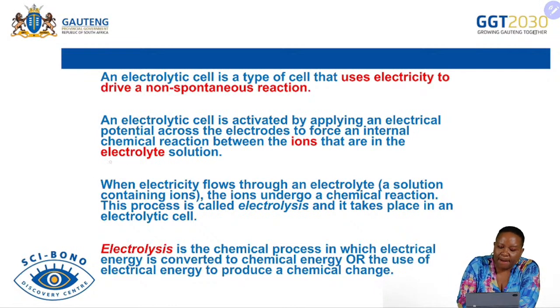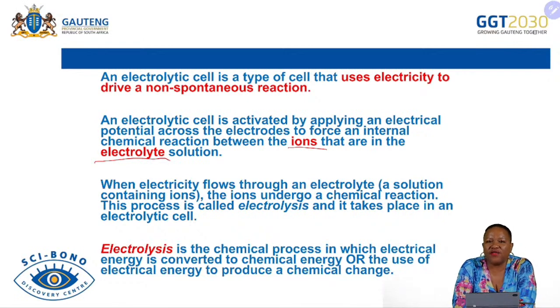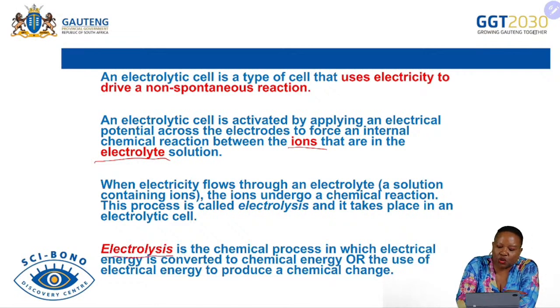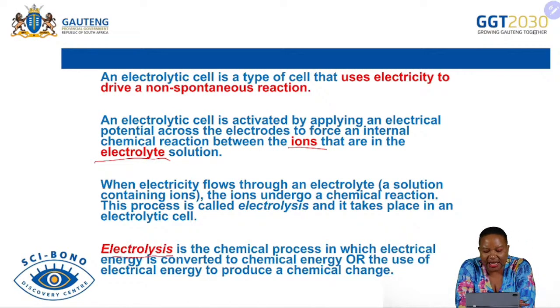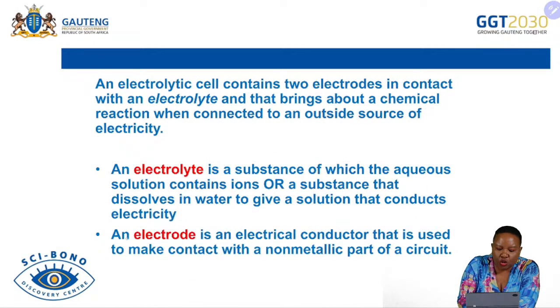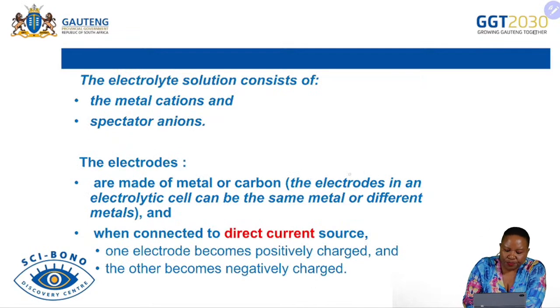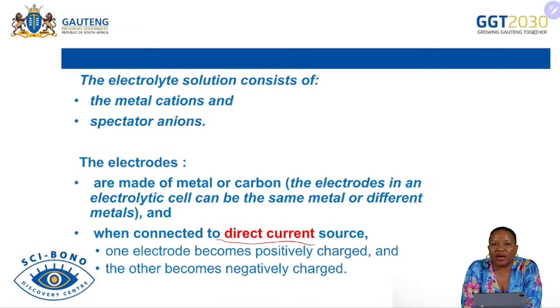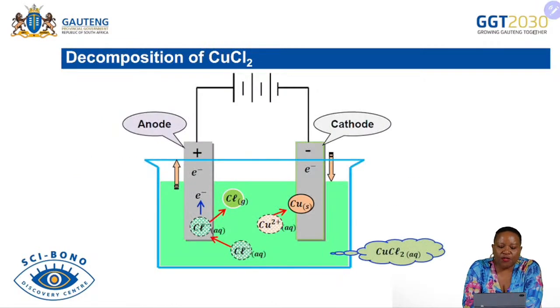Then, as I was saying, we are going to look at the movement of ions in an electrolyte. These are the ways we used even in our previous cell, the galvanic cell. Electrolysis is the chemical process in which electrical energy is converted to chemical energy. The electrodes are still two, anode and cathode, and they will be connected in a cell. As I said, we are going to use direct current from our power source, which will make our reaction non-spontaneous.